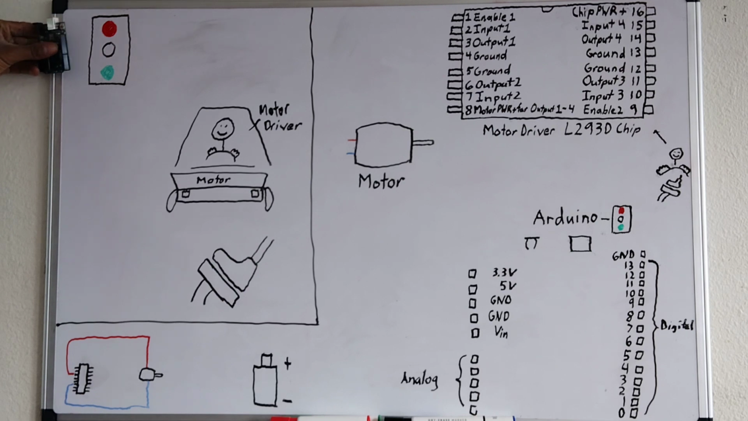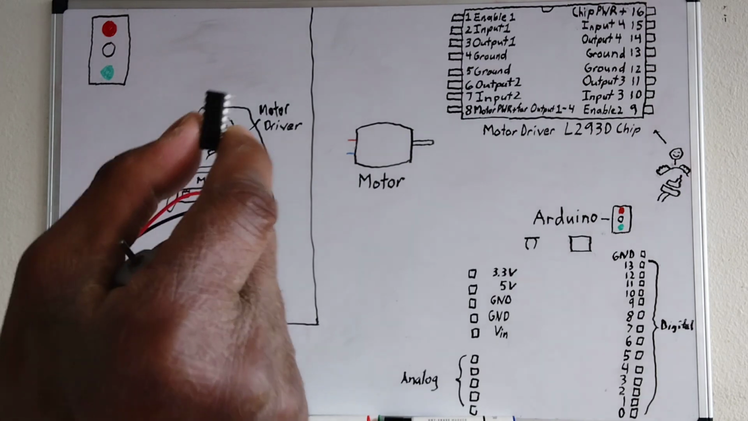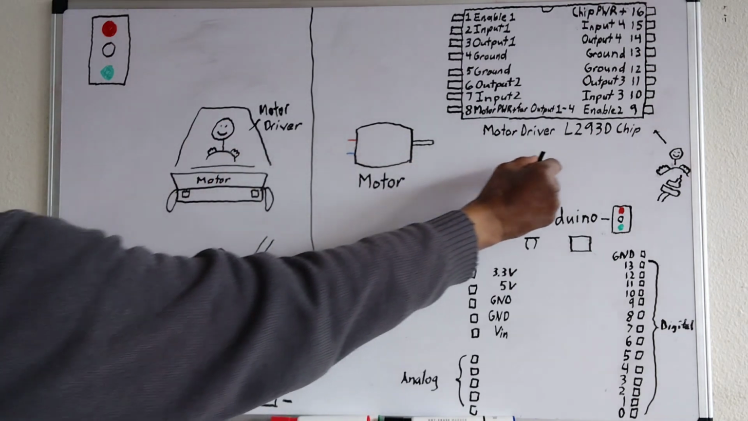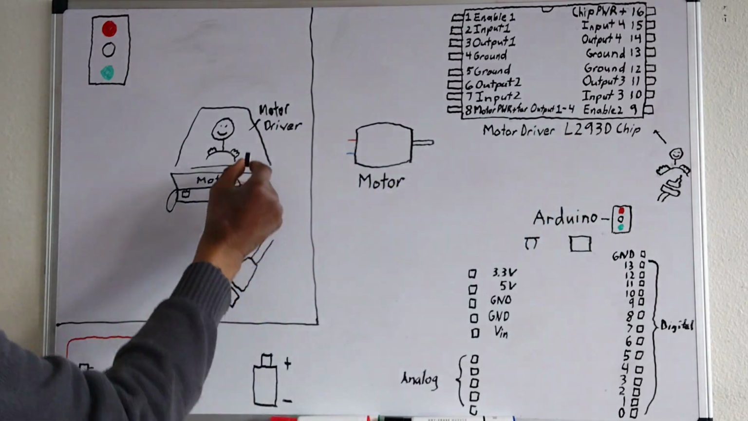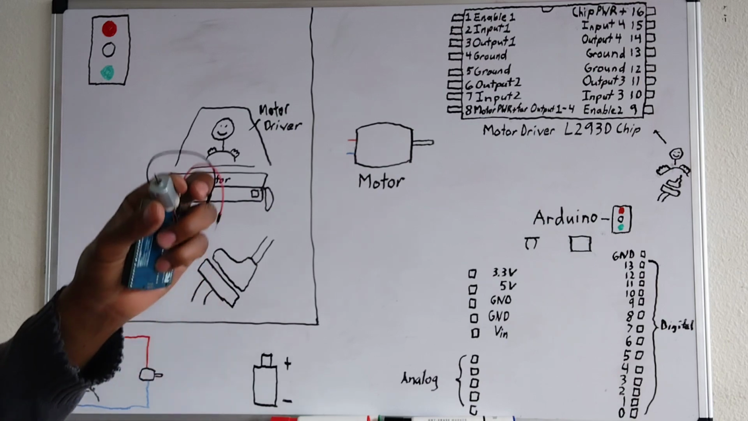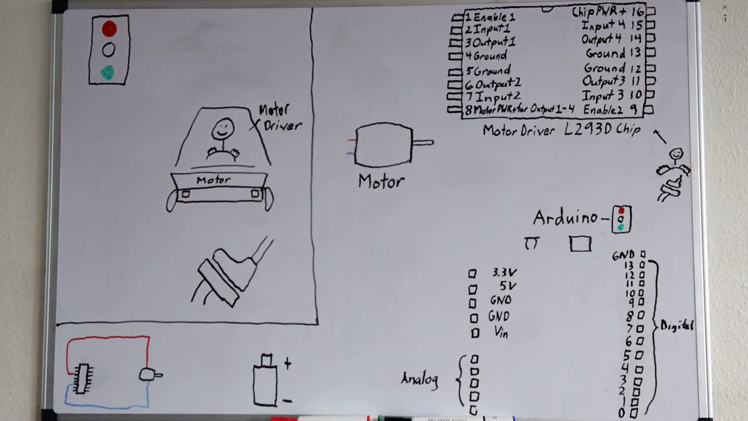Arduino is the street light sending a signal to the motor driver guy. The motor driver guy is a computer chip called a motor driver, the L293D chip. He drives the motor, which is like this, a motor. Okay, so that's basically all that's going on.